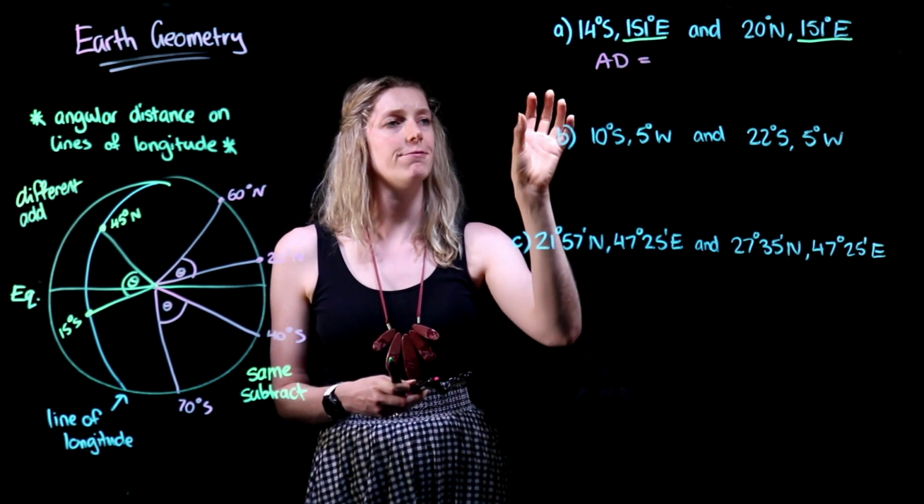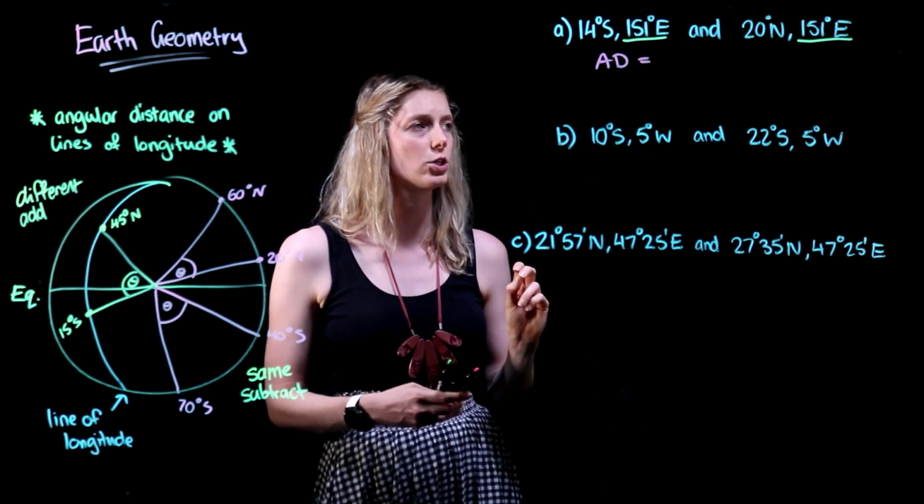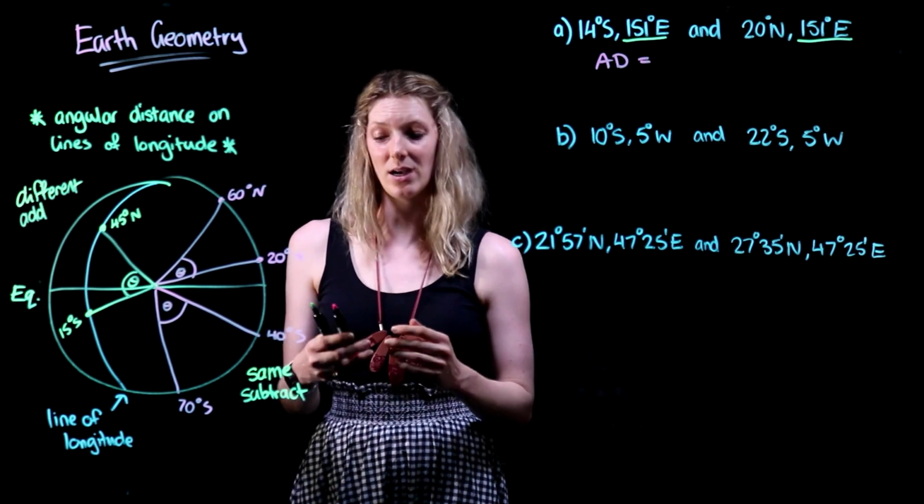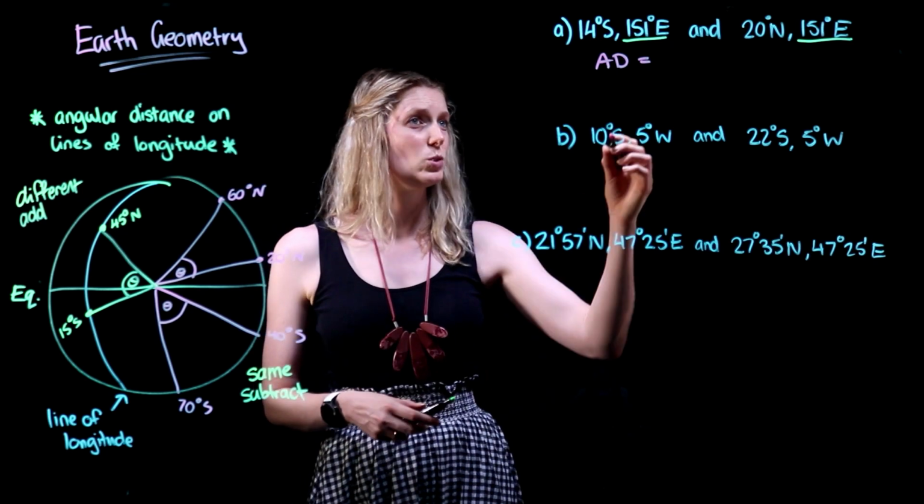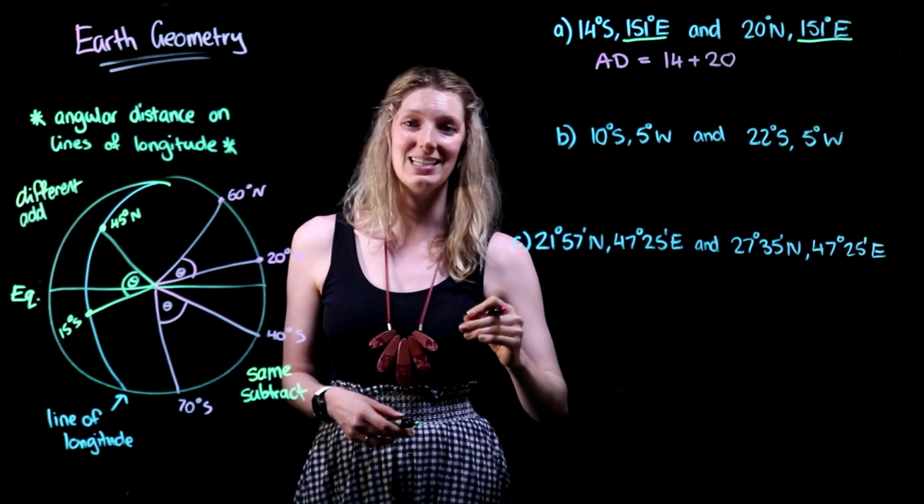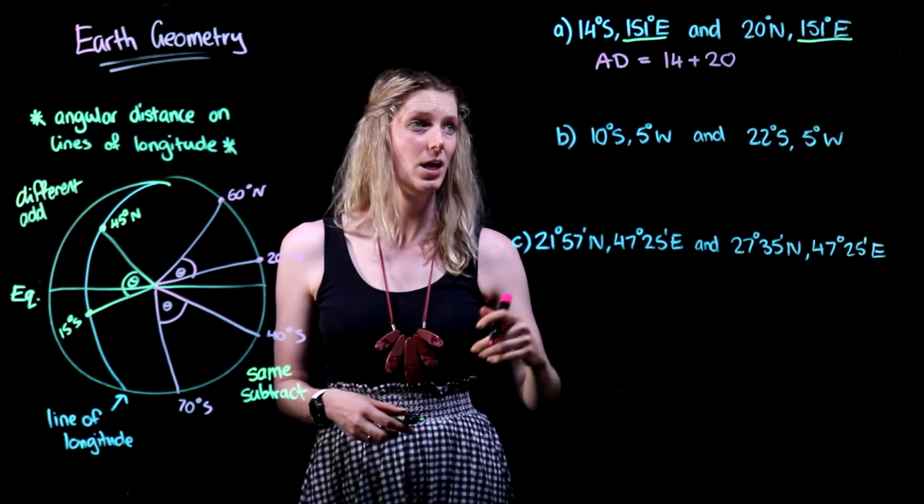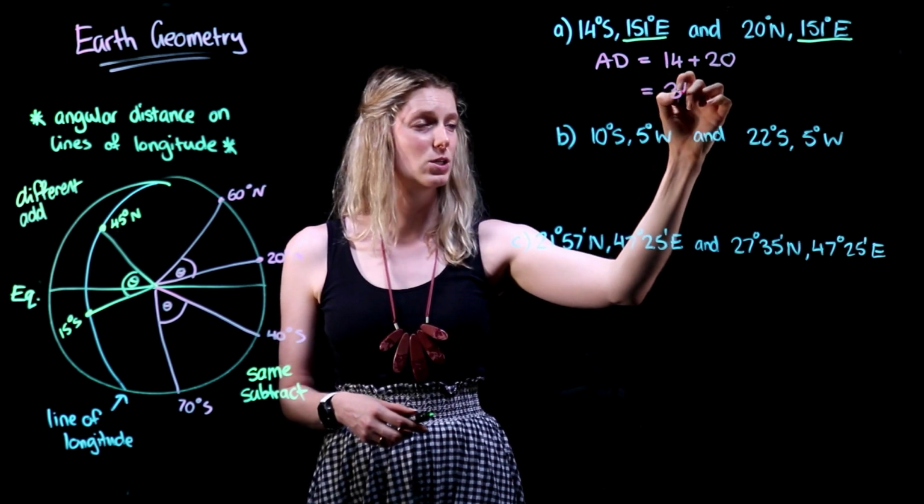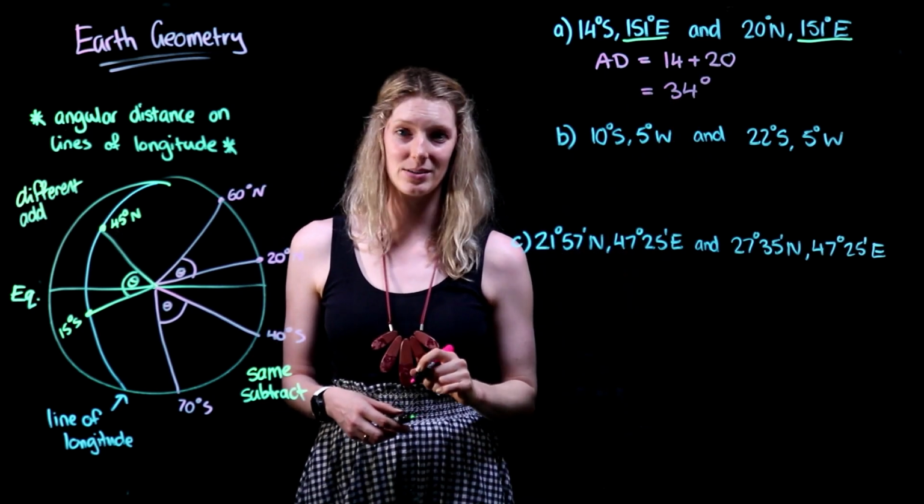Now we can see we have 14 degrees south and 20 degrees north. These two locations lie on different sides of the equator. So that means when calculating our angular distance, we will need to add these two values. So the angular distance for our first set of locations is going to be 34 degrees.